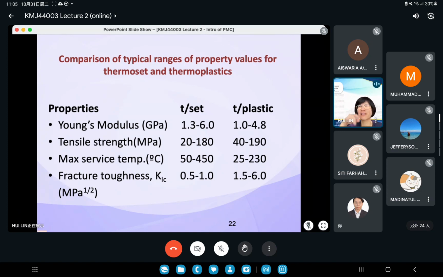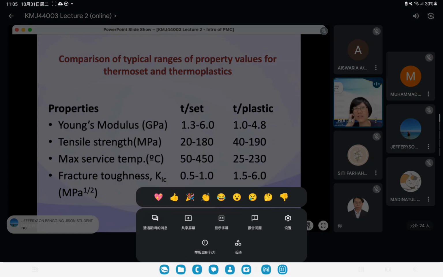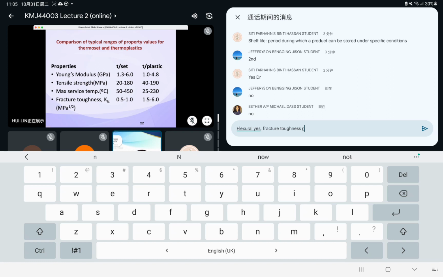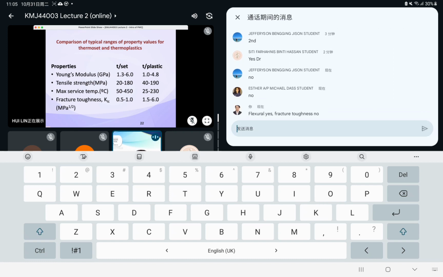Have you heard this term, fracture? This one, fracture toughness? No, Jeff says no. Okay, who else? Please, I need more response. Aside from Jeff, Chaime, Honey, who are usually quite active, how about the others? Esther also says no. Okay, fracture, yes. Fracture toughness, no.